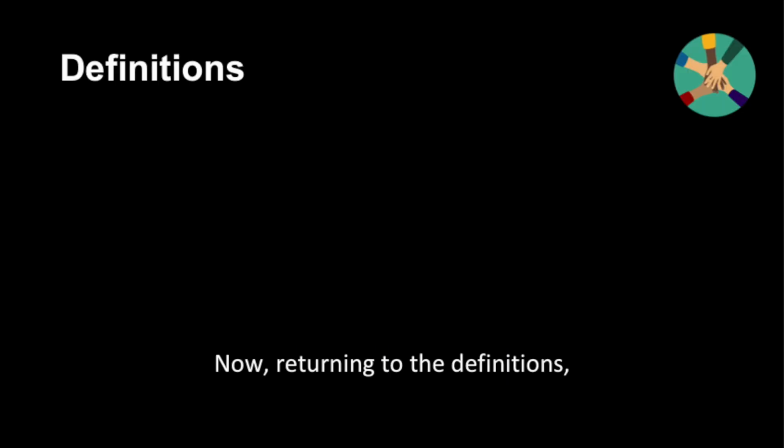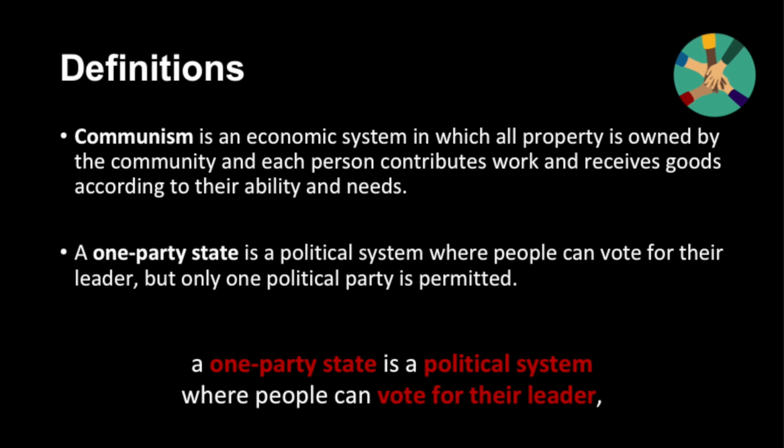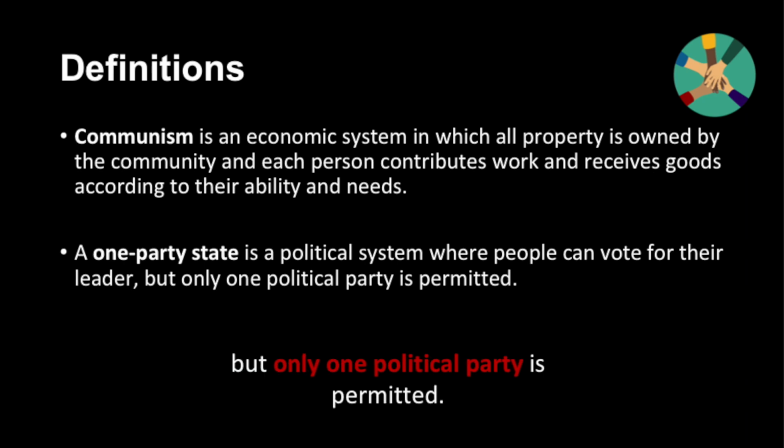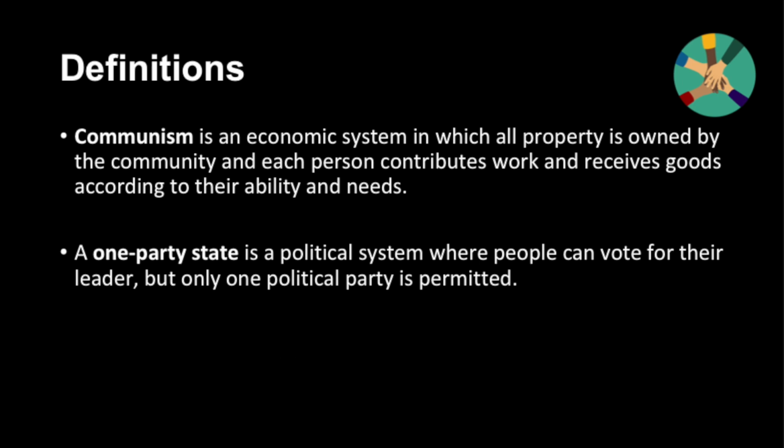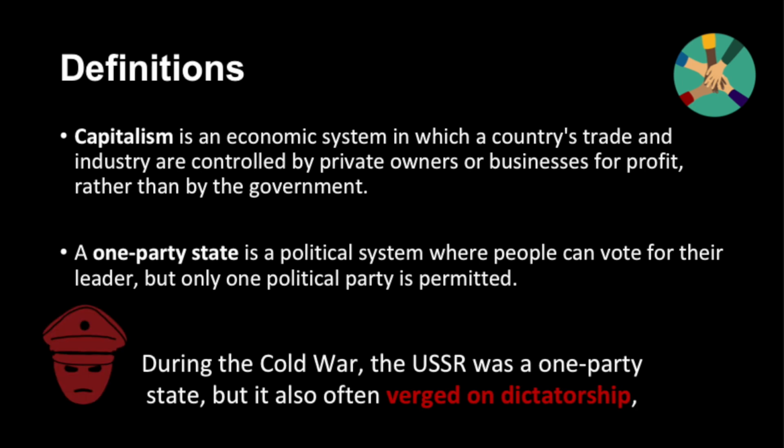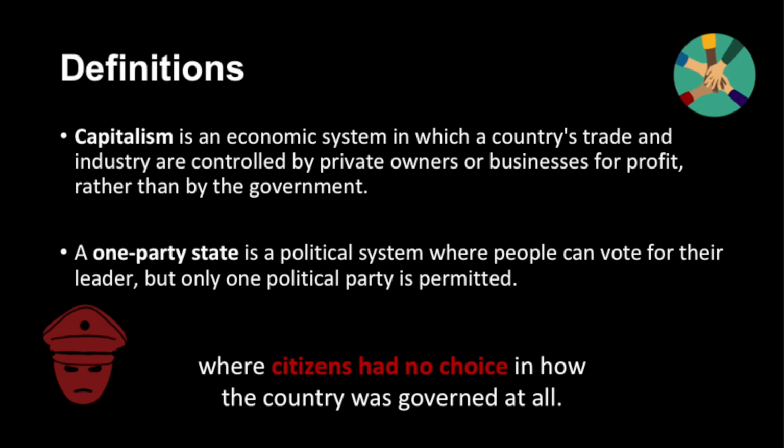Now, returning to the definitions. A one-party state is a political system where people can vote for their leader, but only one political party is permitted. During the Cold War, the USSR was a one-party state, but it often verged on dictatorship, where citizens had no choice in how the country was governed at all.